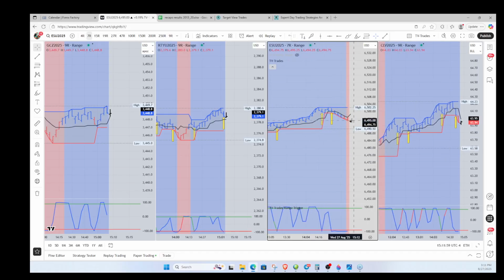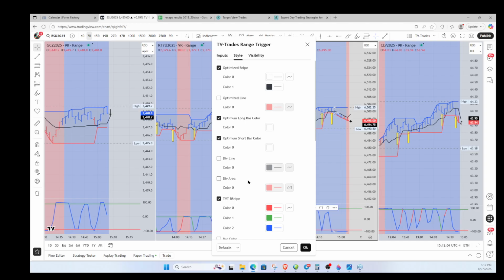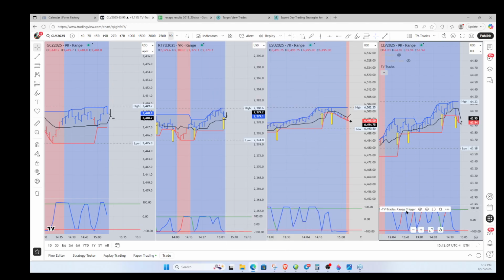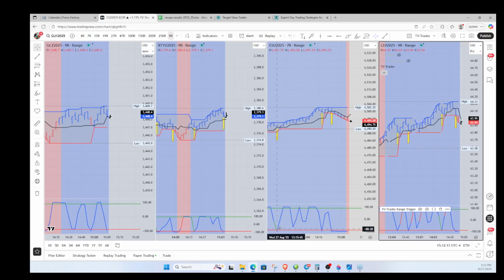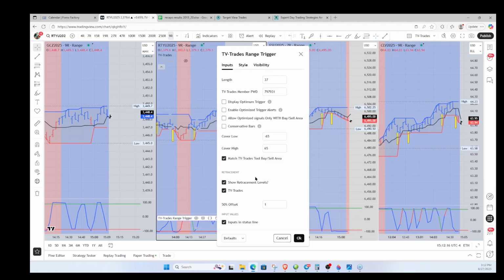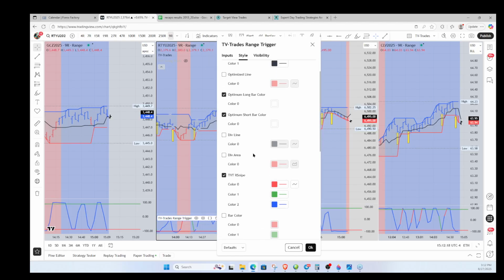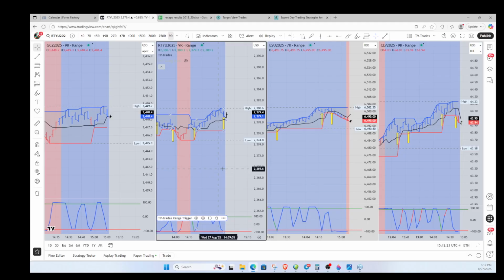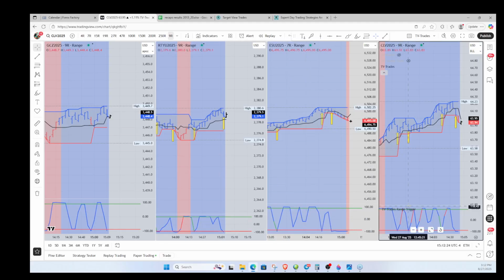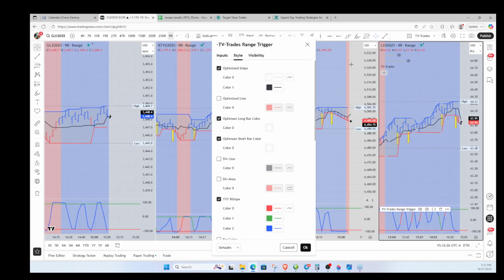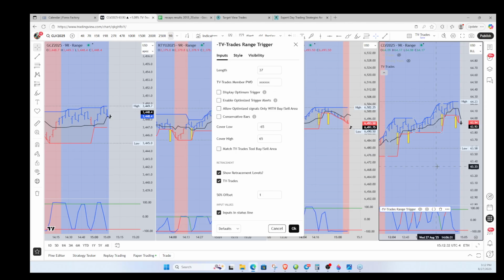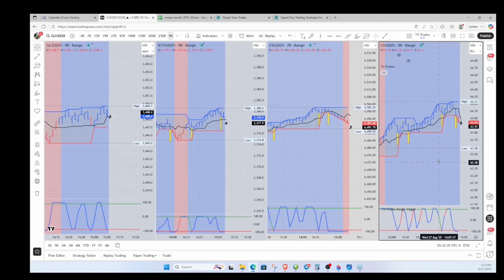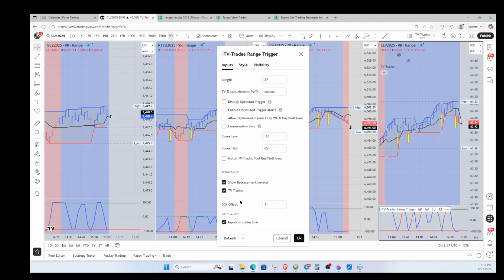Alright, so we just changed color right here. Now I gotta do something in here, I think. Yeah. Cancel. Make sure this one is right. Okay. So, there's a couple of things that you want to make sure you have right in here. First of all, you gotta have the password in, right? And then if you do match TV Trades tools buy and sell area, that's what matches the colors down here with the colors up there. This thing right here does that.